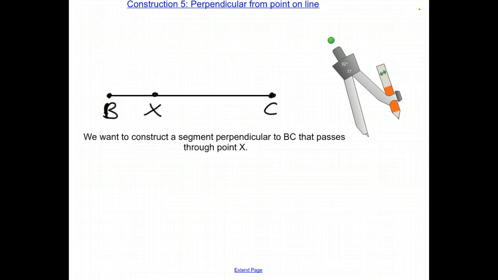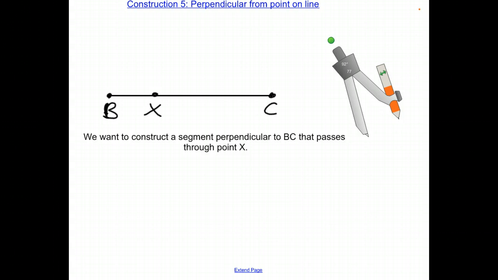Today we're going to be talking about perpendiculars from points on the line. All right, construction number 6, which we will talk about in the next screencast, involves perpendiculars from points off the line. Construction number 5, perpendicular from points on the line.